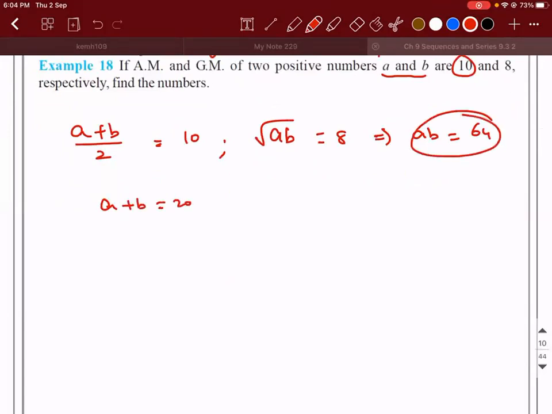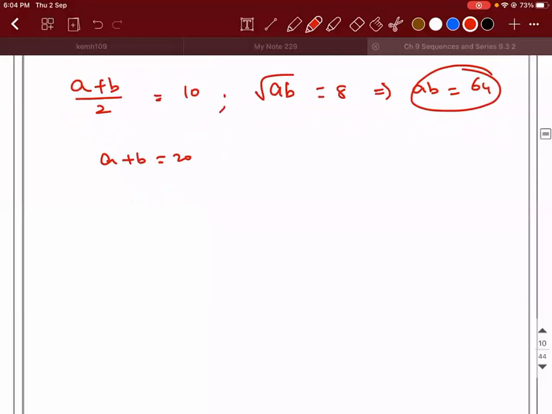AB is 64. Last year you would have solved quadratic equations. Using the same logic, solve it. In complex numbers, did you learn how to find the square root of a given number? Yes, sir. So use the same logic.